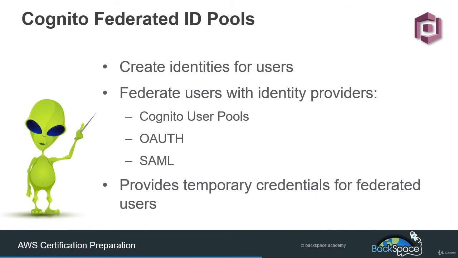So the next service we've got there is the Cognito federated ID pools. They create identities for our users, and those users could be in a Cognito user pool. They could be on Facebook, they could be on Google or SAML. And it allows us to federate users with those multiple identity providers. And then it can create temporary credentials for those federated users based upon what we define in the IAM role that is attached to that ID pool.